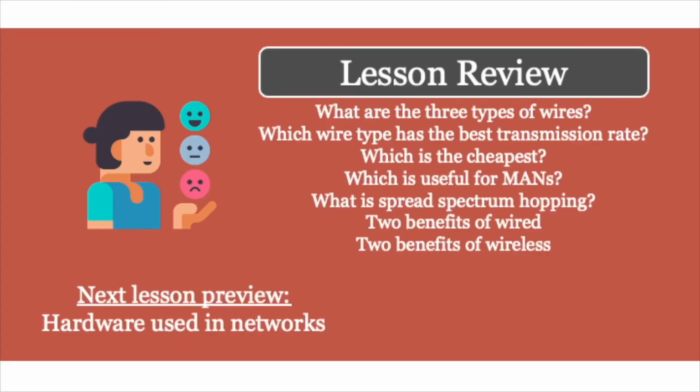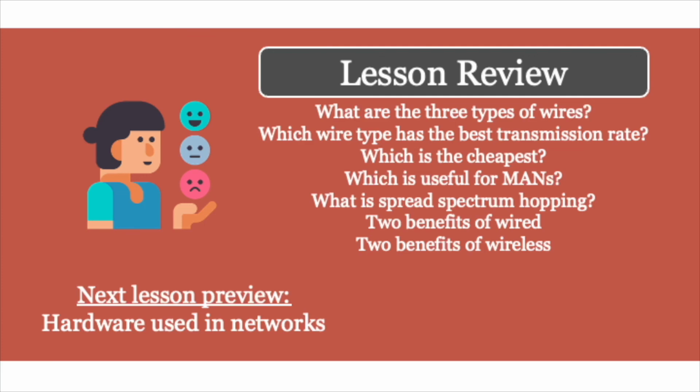Now that ends the lesson for today. Next lesson, we're going to be looking at the hardware used in networks. But at the end of this particular lesson, you should be able to tell what the three types of wires are which are used to build networks. You should be able to answer questions like which wire type has the best transmission rate, which is the cheapest, which is useful for metropolitan area networks, which one is useful for LANs.